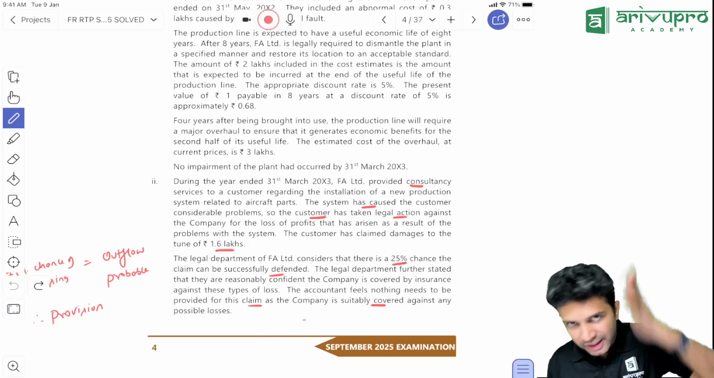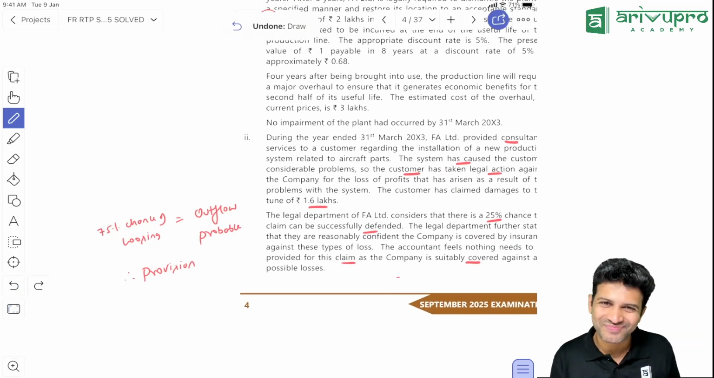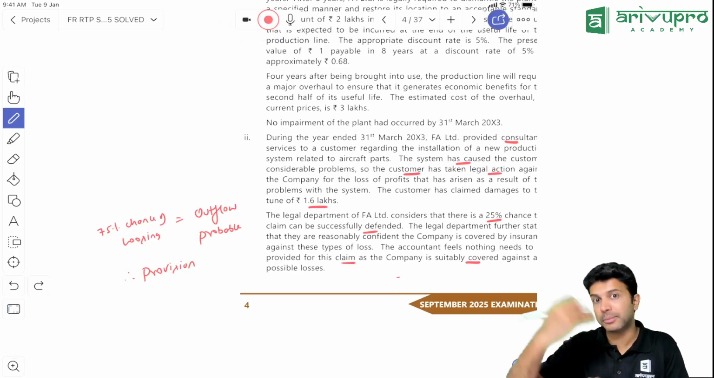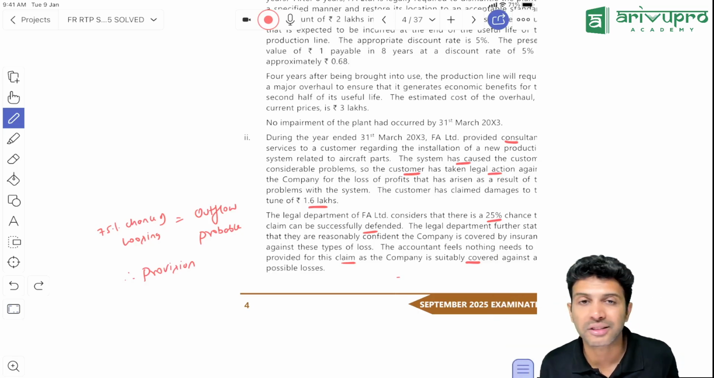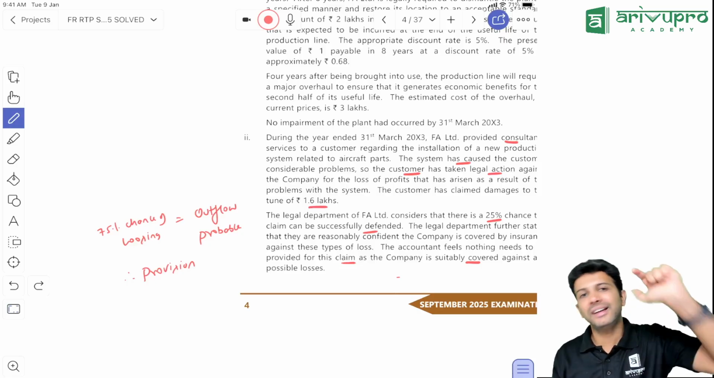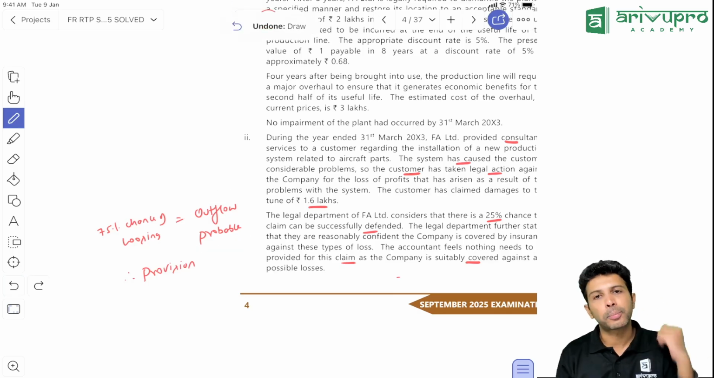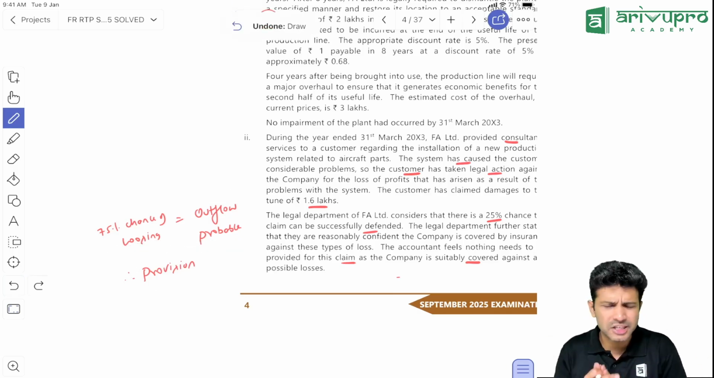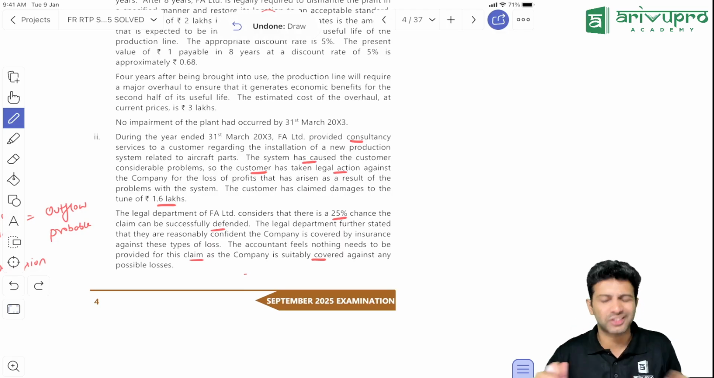If there is a 25% chance of winning, then there is a 75% chance of losing, right? And when you lose, there will be an outflow because somebody has filed a case against you. If you lose, you'll have to pay the money to that customer of yours, right? And there is a 75% chance of losing the case, which means here the outflow is probable. For a probable obligation, what do we have to do? We have to recognize a provision, right? At the best estimated amount. If they don't give the amount, we will take 1.6 crore itself as the best estimated amount.